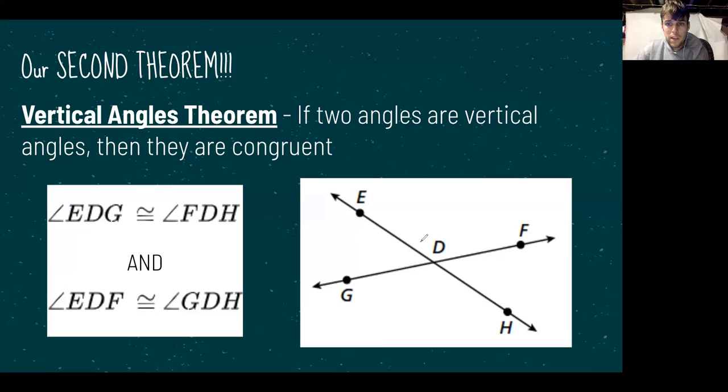So in this picture, we can see that we have a couple sets of vertical angles. We have this one here with EDF, and this one down here with GDH. Those would be considered vertical angles. And then we have our other angles, EDG, this one here, and FDH. These would also be vertical angles. And the theorem says that those angles are going to be congruent to one another. Again, this is not an idea that we know yet, but it is something that eventually we will be proving.